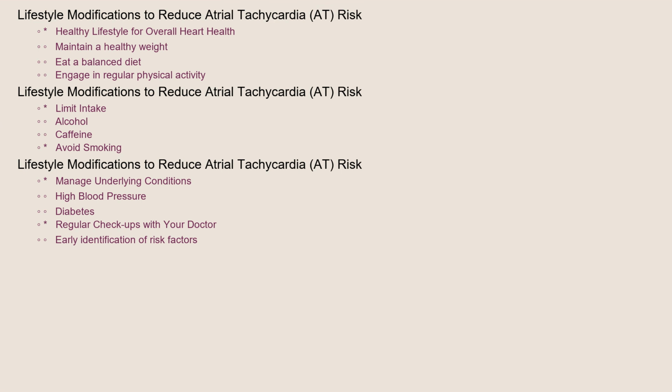While it's not always possible to completely prevent atrial tachycardia, several lifestyle modifications can help reduce the risk. Maintaining a healthy weight, eating a balanced diet, and engaging in regular physical activity are beneficial for overall heart health. Limiting alcohol and caffeine intake and avoiding smoking can also decrease the likelihood of developing AT. Managing underlying conditions, such as high blood pressure and diabetes, is essential for preventing heart-related complications, including AT. Regular checkups with your doctor can help identify and address potential risk factors early on.